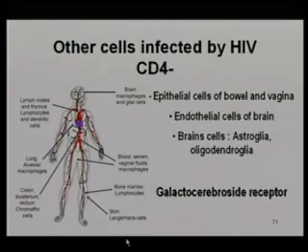These, for the most part, are CD4 negative cells. And the reason why they get infected is there is another receptor for HIV, and it's a lipid. It's a galactocerebroside. So if you've got on these cells a particular galactocerebroside, then they can become infected as well. So that's probably the route by which these cells become infected.